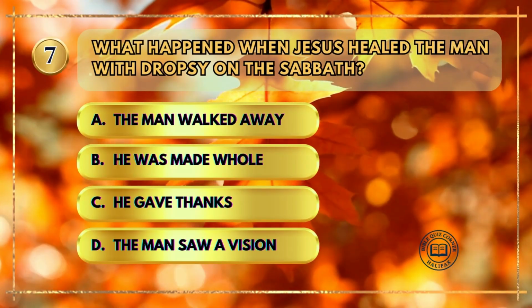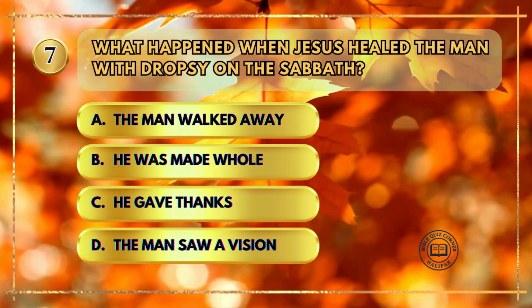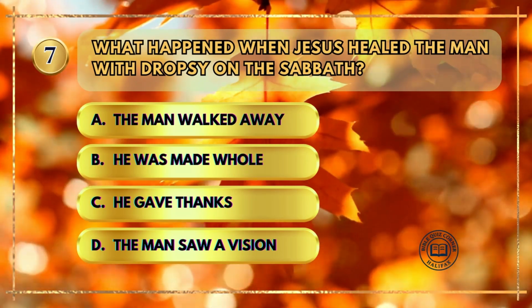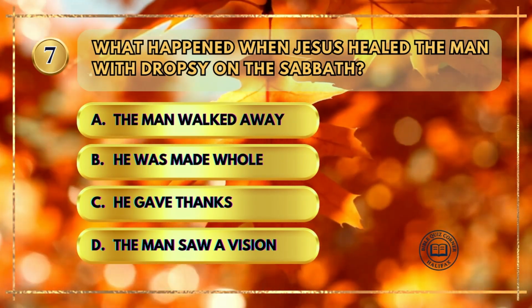All right, question 7 coming up. What happened when Jesus healed the man with dropsy on the Sabbath? A. The man walked away. B. He was made whole. C. He gave thanks. D. The man saw a vision.